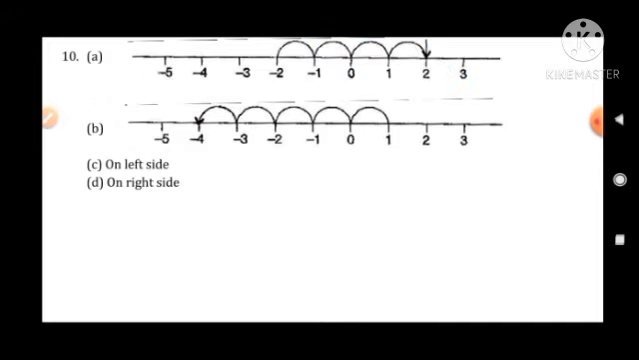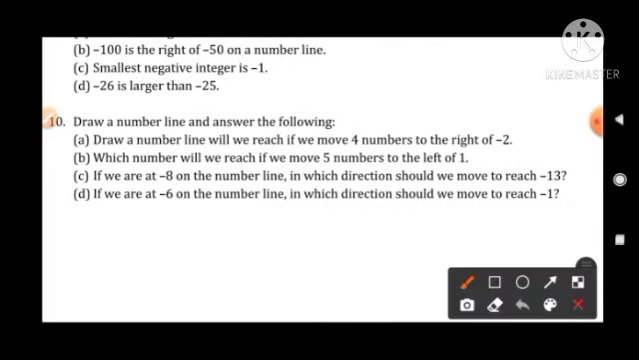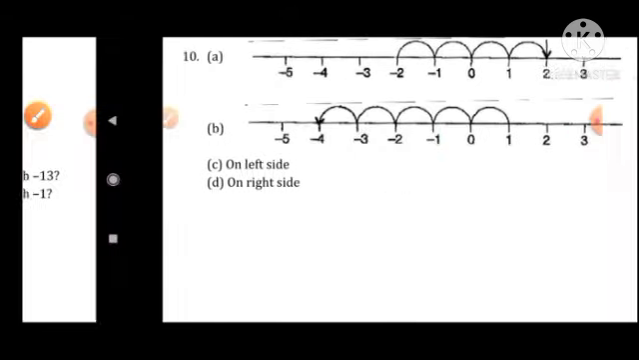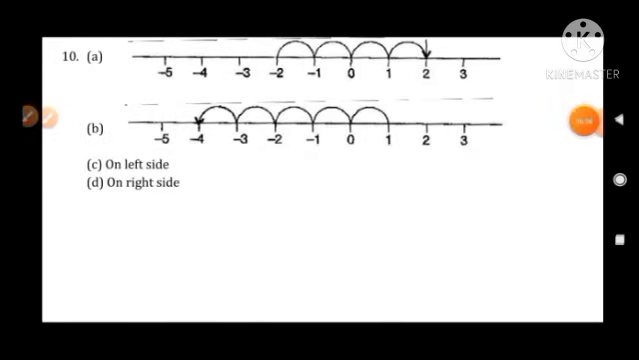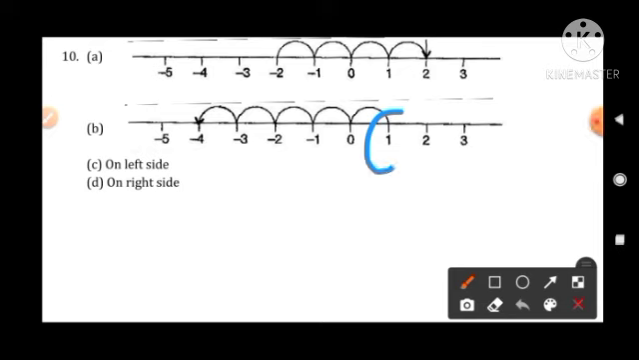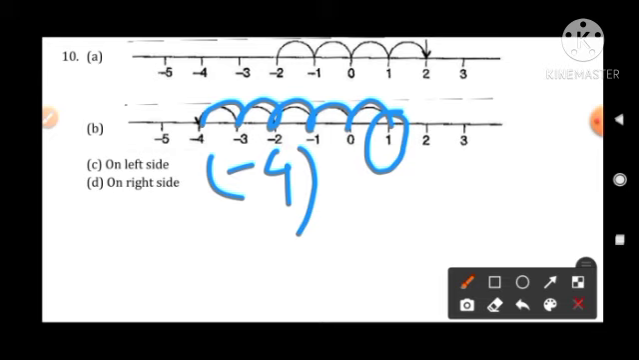Now question number B. Which number will we reach if we move 5 numbers to the left of 1? Left of 1, so we have to move to the left side of 1. 1 means positive 1, isn't it? So we can see this is 1, and from here we have to move 5 steps left. 1, 2, 3, 4, 5. So where do we reach? We reach -4. You have to draw this number line also using a pencil and scale.